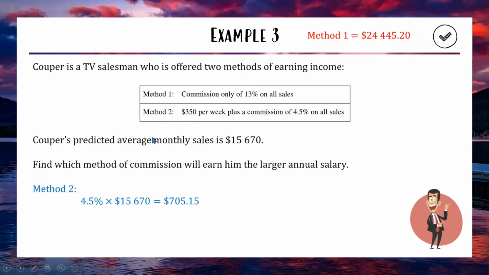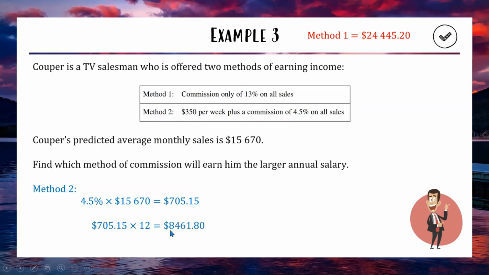Okay, so here's our commission. We're doing 4.5% of our monthly sales. We get a smaller figure of $705.15. Once again, this is monthly sales figures, so to get an expression for the yearly sales figures, we'll multiply this by 12 like we did before.